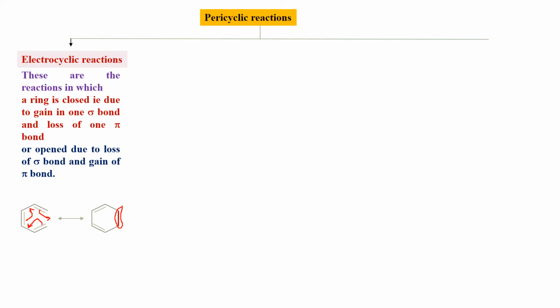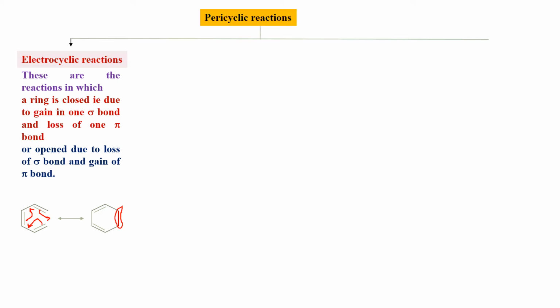At the same time, a new sigma bond is created between C1 and C6 carbon atom. So what we can say is, in an open chain structure, when an open chain structured compound undergoes an electrocyclic reaction, there will be a loss of one pi bond, and at the same time there shall be a gain of one sigma bond. This is a type of electrocyclic reaction.